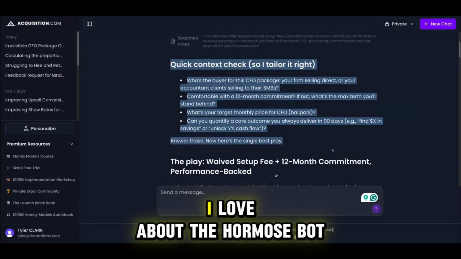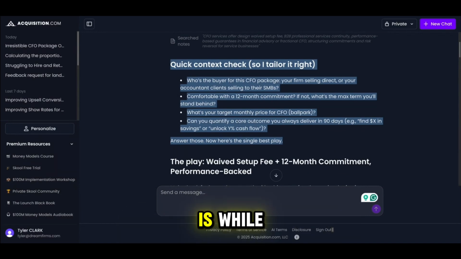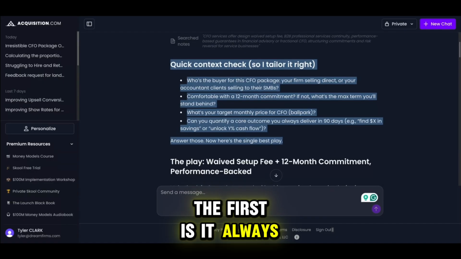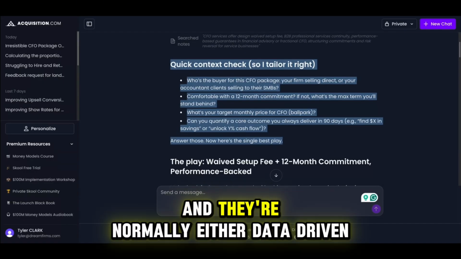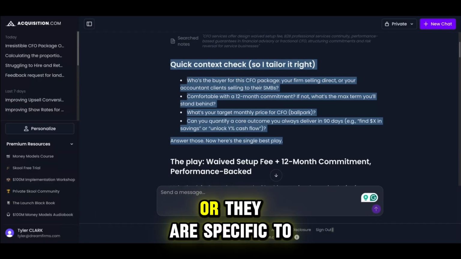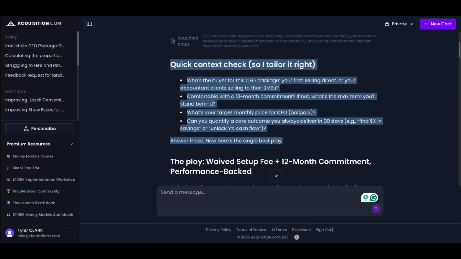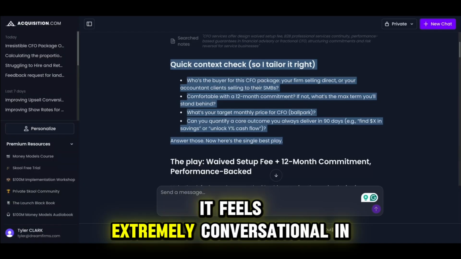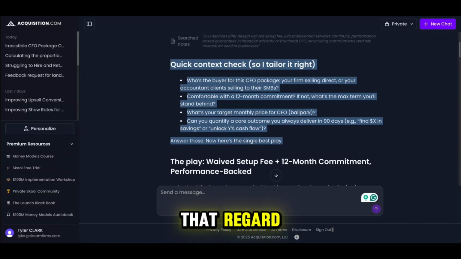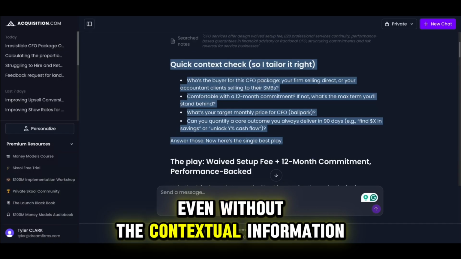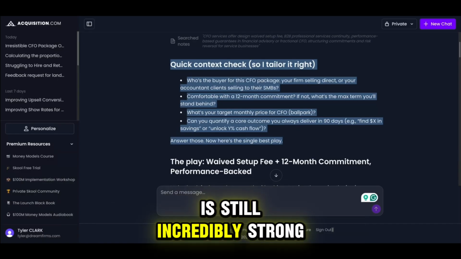So one of the things I love about the Hormozi bot is, well, two things in particular, well, three. The first is it always asks follow-up questions, and they're normally either data-driven or they are specific to enhancing the initial prompt. It feels extremely conversational in that regard. The second thing is the quality of information it gives, even without the contextual information, is still incredibly strong.